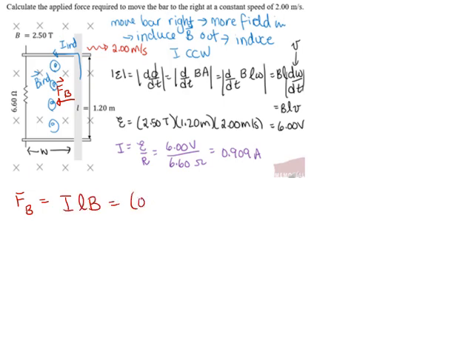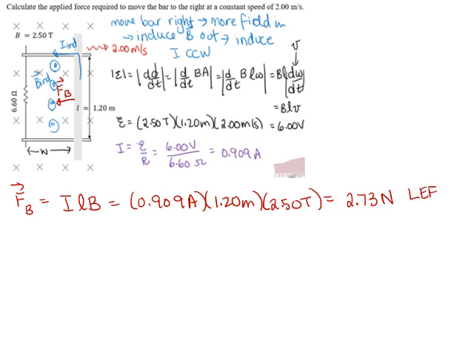So the current is 0.909 amps. The length is 1.2 meters. And the magnetic field is given as 2.50 teslas. So that gives us an induced magnetic force of 2.73 newtons. That force is a vector, and we know from our right-hand rule that it points left. Okay, we're close to the end, but this is not quite it.